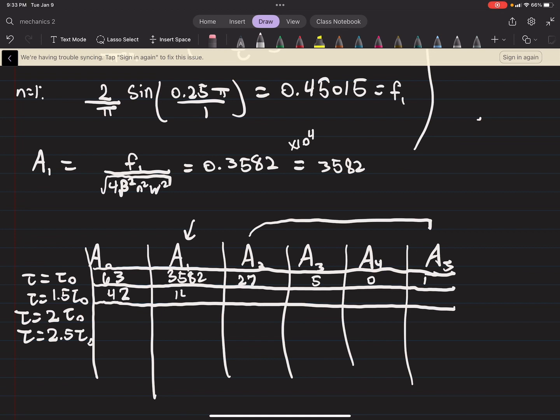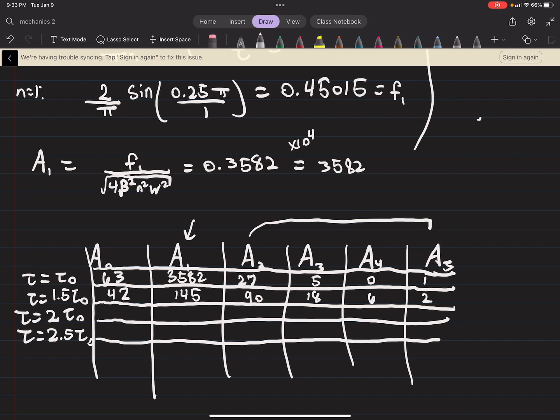So I'm just going to fill out this chart. 42, 145, 90, 18, 6, 2. And I'm going to kind of stop there, but it's the same process. It's pretty repetitive for the most part. You just have to be careful and know when to change what values.